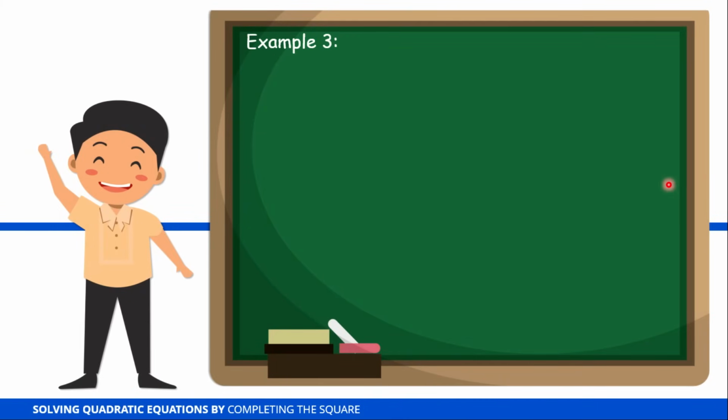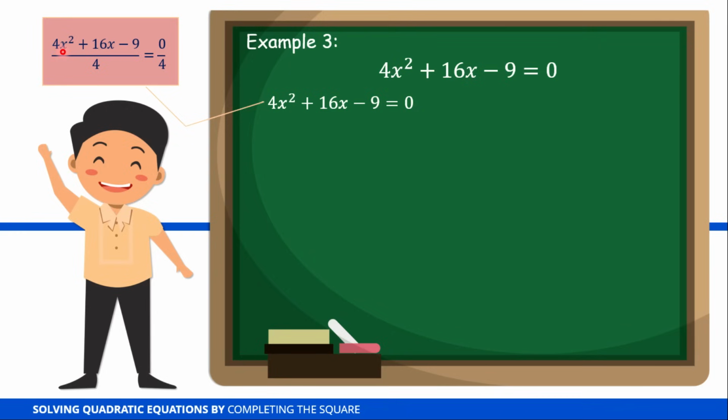Let's have our last example. 4x squared plus 16x minus 9 is equal to 0. Again, ang a natin is hindi equal sa 1. Kailangan nating mag-divide on both sides of the equation by 4. We have here 4x squared plus 16x minus 9 divided by 4 is equal to 0 over 4. Ang magiging result natin dyan ay x squared plus 4x minus 9 over 4 is equal to 0.